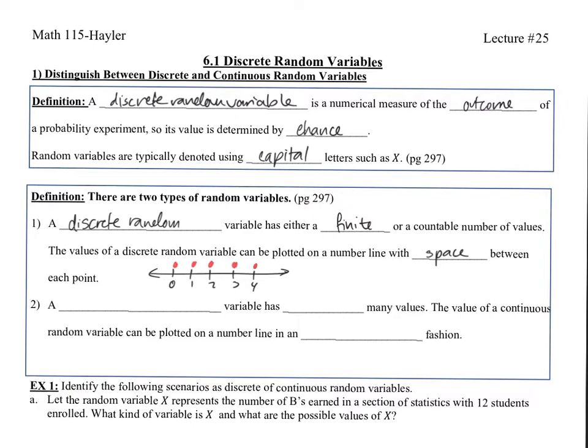And then the other variable we have is a continuous random variable, which has infinitely many values. The value of a continuous random variable can be plotted on a number line in an uninterrupted fashion. So, what a plot would look like, we would have 0, 1, 2, 3, 4, but instead of distinct points for all of them, it would just be continuous. So just cover all of those points. So that would be the main difference.